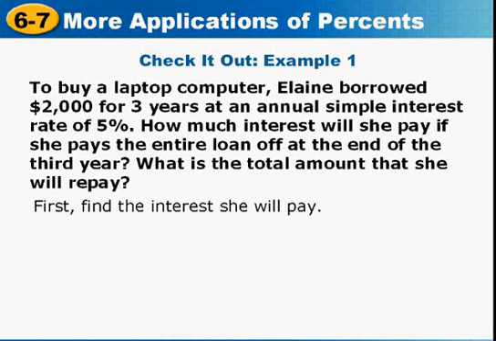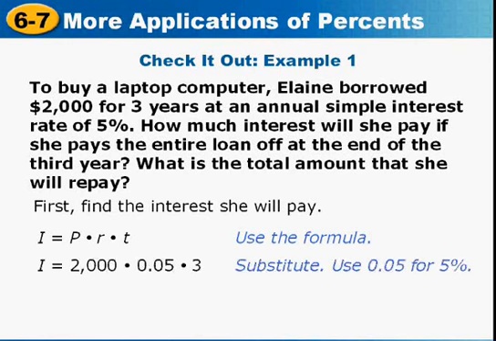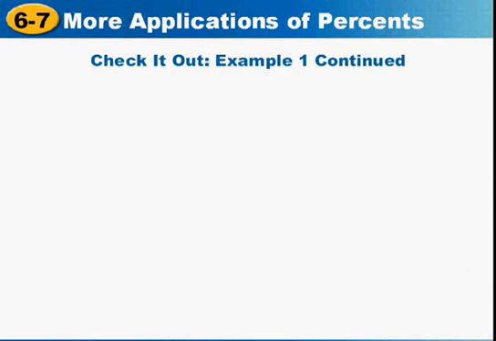Okay, first, find the interest that she's going to pay using I equals PRT. Interest equals principal times rate times time. Interest equals $2,000, because that's what we borrowed. That's our principal. Times the rate of 5%, 5/100ths, because we always change it to a decimal. Times time in years, 3 years. When you multiply all those together, $300 is the interest.